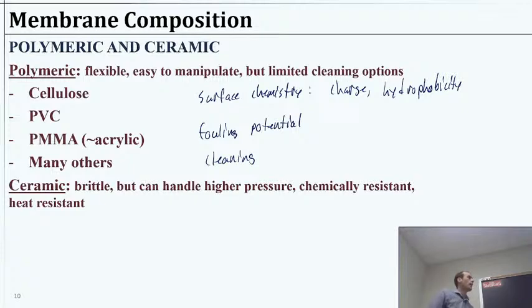So that kind of leads us to the next type, which is a bit newer in terms of what's actually been used, and that would be ceramic membranes. So if you get a really highly controlled ceramic, you can create a membrane.